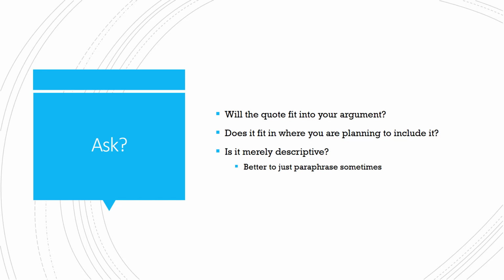Okay, so you need to ask yourself a few questions before you decide to use a quote. Will the quote fit into your argument? Does it fit in where you're planning to include it? And is it merely descriptive? Because quoting for the sake of quoting does happen in academic writing, it happens in student writing, but you should be more cautious. Don't quote just because you know you have to quote and do source synthesis, etc. Do it because it's actually important to what you're saying, and that maybe even, wow, the way that that author said it, I couldn't say it any better. I have to use that. Okay.